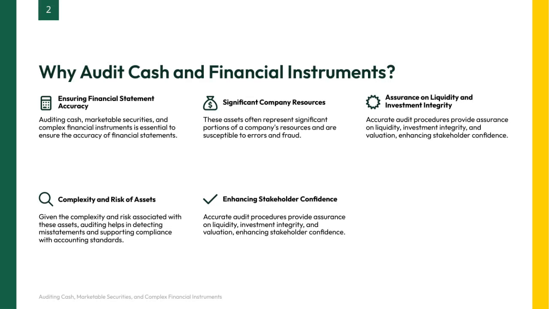When we audit cash and financial instruments, the first goal is to make sure that the financial statements truly reflect the company's financial position. Cash and marketable securities, along with more complex financial products, are often major parts of a company's resources, which means any errors or fraud involving these can have serious consequences. Auditing these assets thoroughly provides assurance about the company's liquidity and the integrity of its investments, which is crucial for building trust with stakeholders.